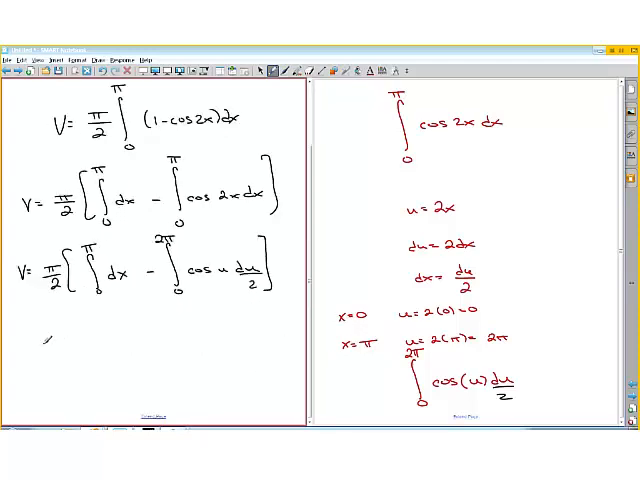So now we're going to finish it up. So the volume is equal to pi over 2. The integral of x dx is x. So we evaluate that between 0 and pi. The second part, the integral of the cosine, so we get, well, first we get 1/2 from this thing. So we get 1/2 times the integral of the cosine, which is the sine of u, evaluated between u equals 0 and 2 pi.